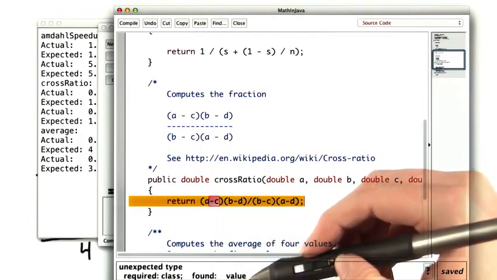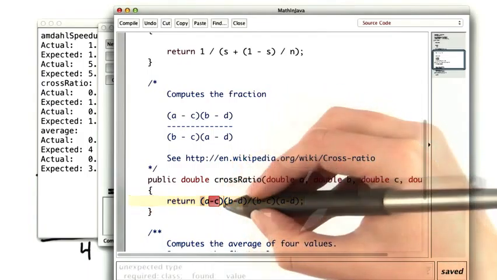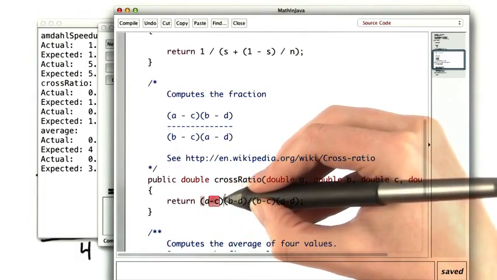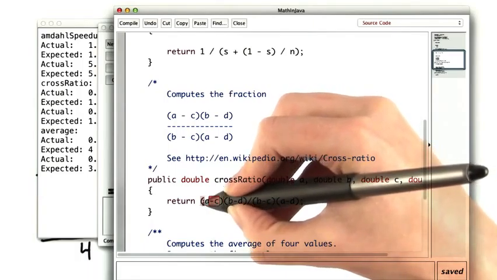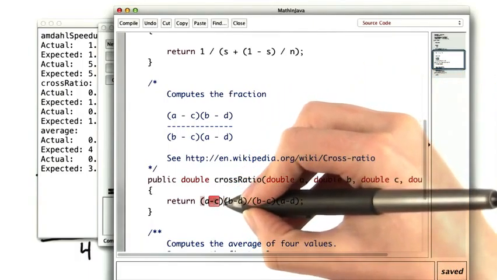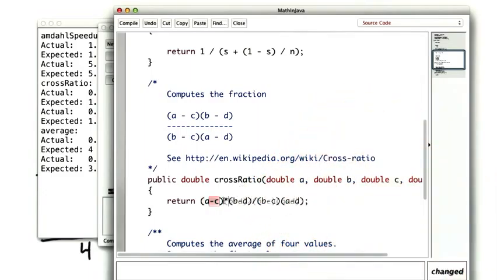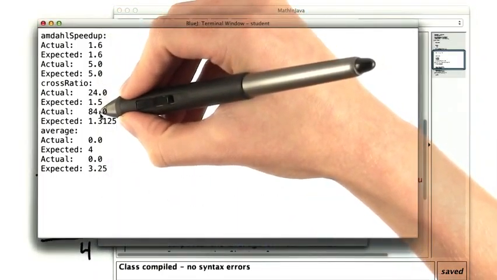This error probably doesn't make a whole lot of sense to you yet, but this is a little hint of what's to come. A pair of parentheses like this, immediately followed by some other quantity, has another meaning. In particular, if you put a type in here instead of an expression like a minus c. What I need to do is indicate that I want to multiply, and I'll need to do it over here as well.